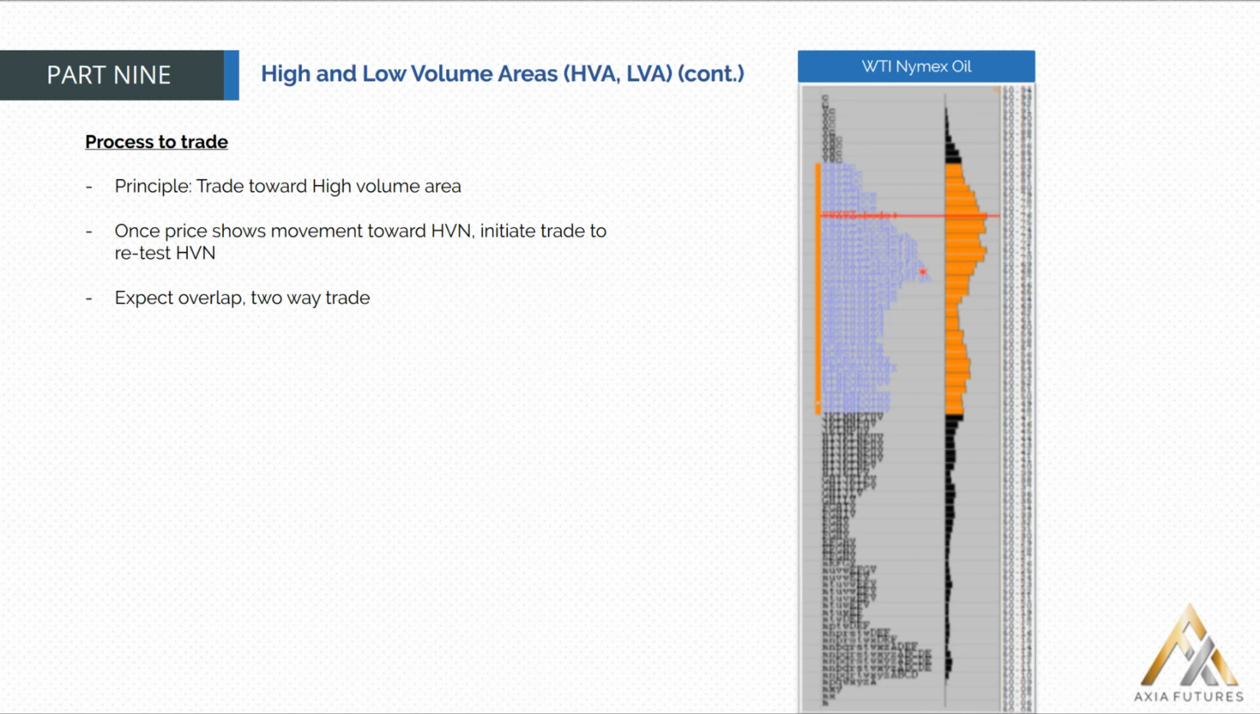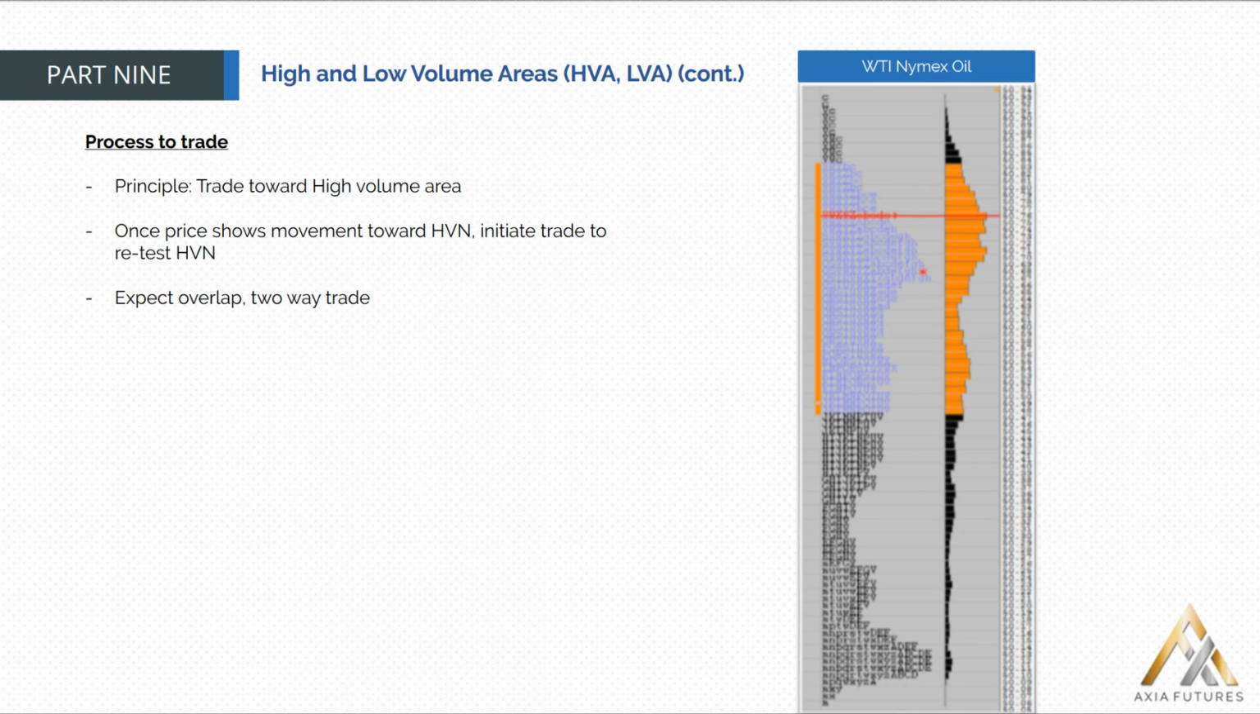Now note, remember what I said to you. This is not an exact concept. Expect a lot of overlap. Expect a lot of two-way trade. But the principle remains that trade should facilitate toward the lower of the high volume areas. This is our example of a high volume area.